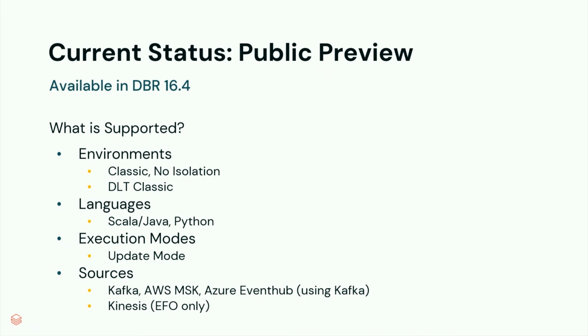Let me first go over what is supported. Like I mentioned, it's currently in public preview. It's available on DBR 16.4. The environments we're supporting are Classic, basically no isolation, and DLT Classic as well. The languages we're supporting are Scala and Python. For execution modes, update mode is what we're supporting currently. Sources are all of the common message buses: Kafka, MSK, Event Hub, and Kinesis as well. And the sinks we support are Kafka and the foreach sink that I mentioned before.